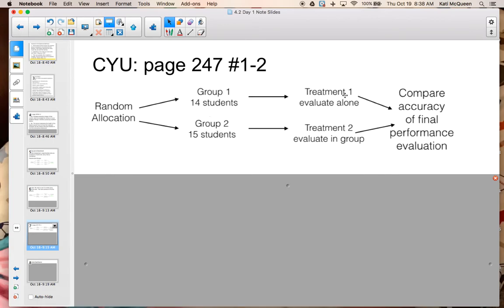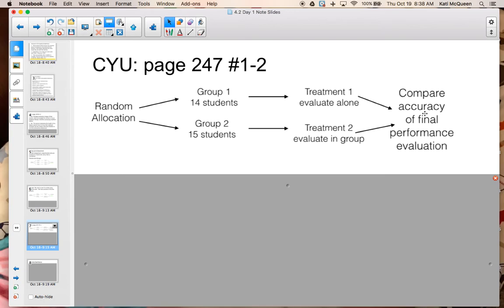The group with 14 students, I'm going to call that treatment 1, so it really wouldn't matter. And those are the students that are evaluating alone. That's their treatment. That's what we're doing to them. We're making them evaluate alone. So that is their treatment. Treatment 2 is evaluating in the group. They're being assigned to do that.